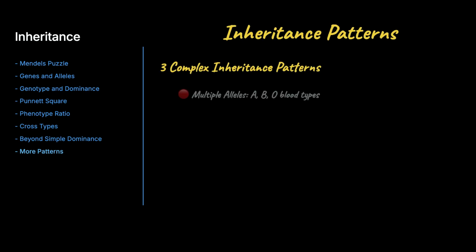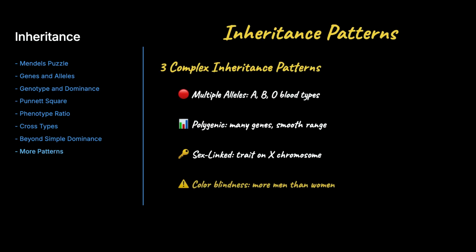3 more patterns remain. Multiple alleles means a gene has more than 2 versions in a population, like the 3 blood type alleles, though you inherit 2. Polygenic traits like height and skin color blend many genes into a smooth range. And sex-linked traits sit on the X chromosome, so color blindness strikes more men.